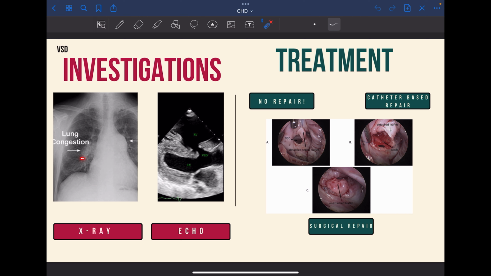X-ray can also be done. You can see the lung congestion because of the blood going into your lungs. Or an echo can also be done, and you can clearly see the opening in the septum between the left ventricle and the right ventricle.